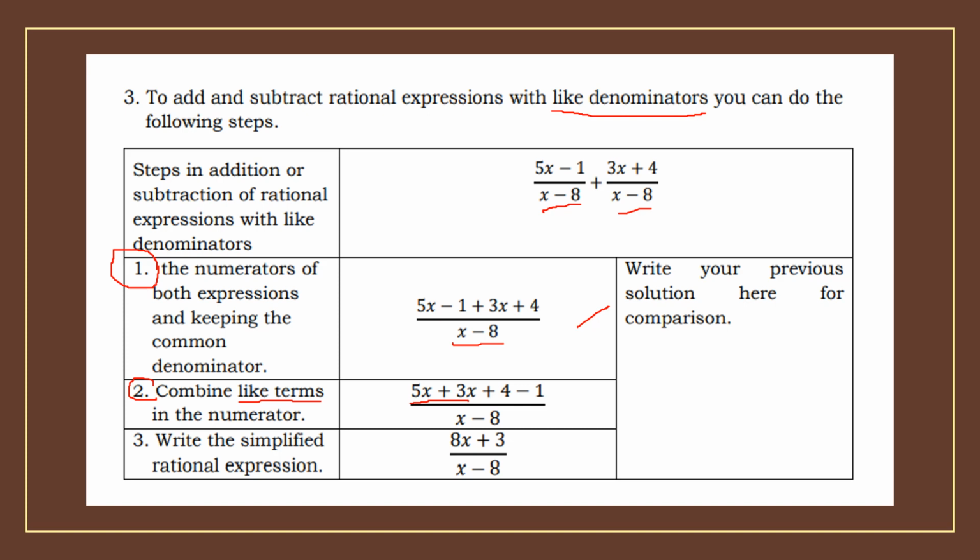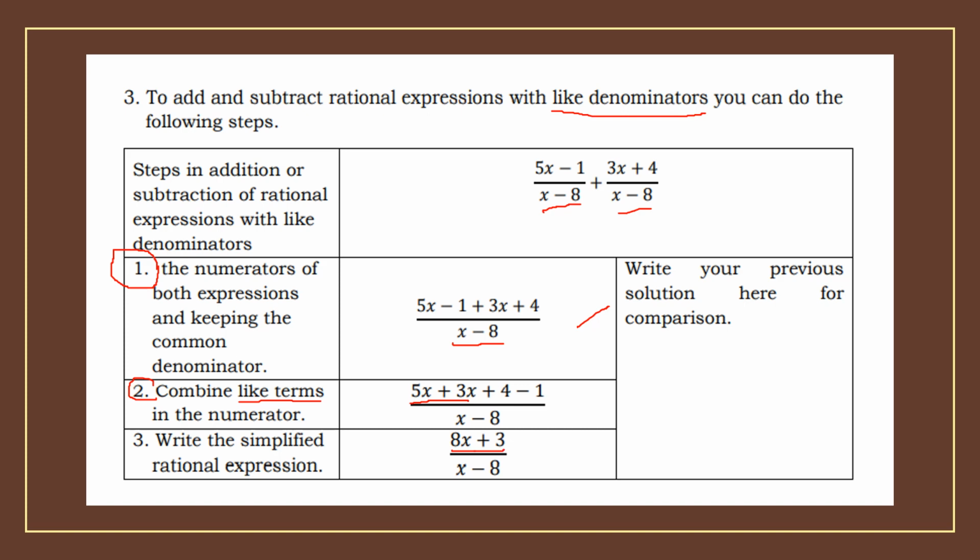Plus the constant, plus 4 minus 1. Take note that we just interchange them. We do not change any sign. We just change their position for us to determine like terms and to be added later on. So 5x and 3x, since like terms, we can add them and this will give us 8x. And positive 4 minus 1 will give us positive 3.